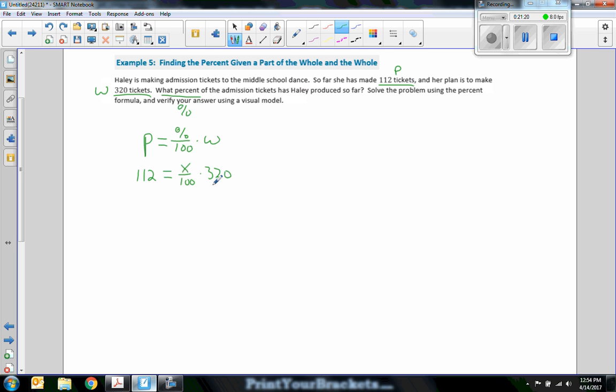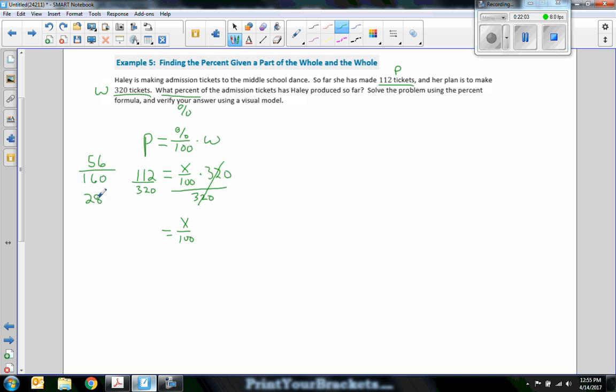Okay. If I have something times a number, the inverse is division. So if I divide this side by 320, I divide this side by 320, these cancel, I get x over 100 equals 112 divided by 320. I'm going to reduce that. I know they're both even, so I'm going to cut them in half. Half of 112 is 56, half of 320 is 160. And it's still both even. So I'm just doing some reducing here.